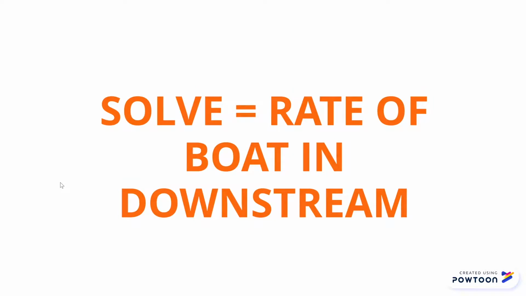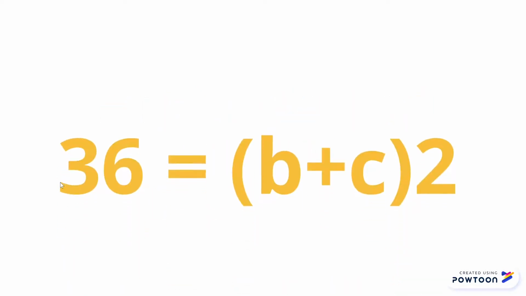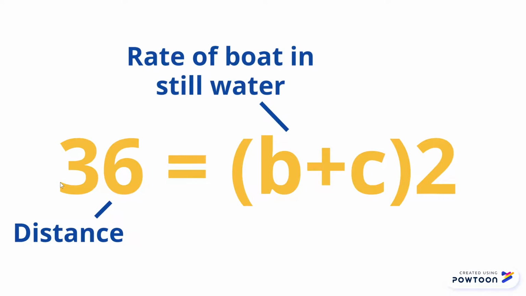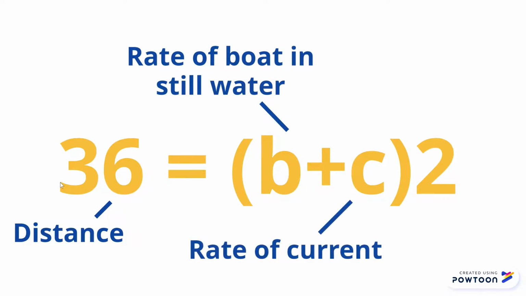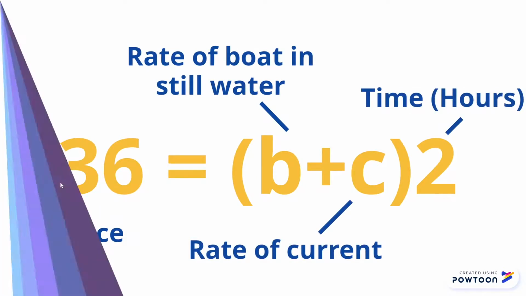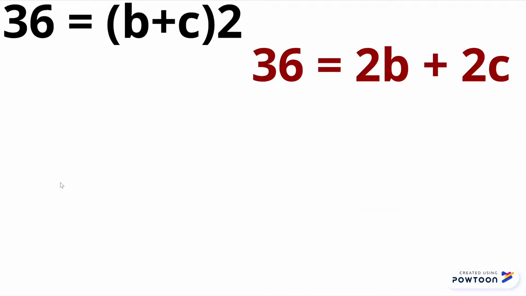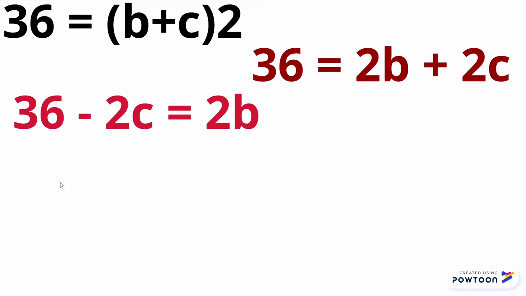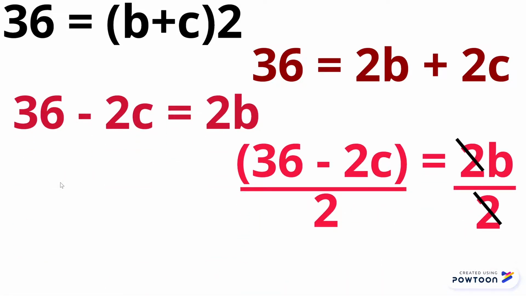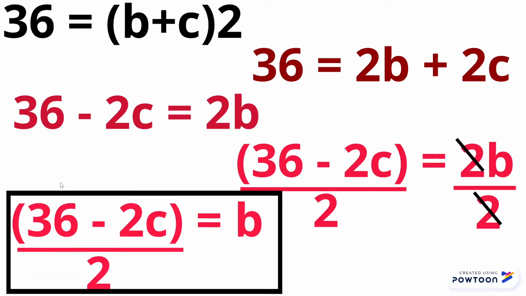The next thing we are going to solve is the downstream. We put 36 kilometers equals the rate of the boat in still water plus the rate of the current, multiplied by time, which is 2 hours. We expand 2 to B and C, which makes 36 equal to 2B plus 2C. We then transpose 2C, leaving 2B alone, and cancel out the 2 from 2B, making B equals 36 minus 2C over 2.